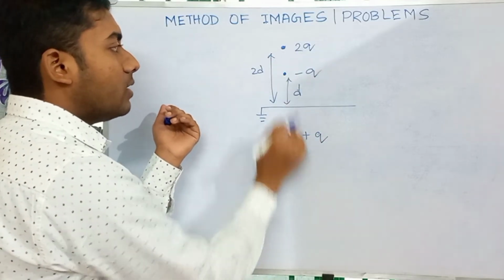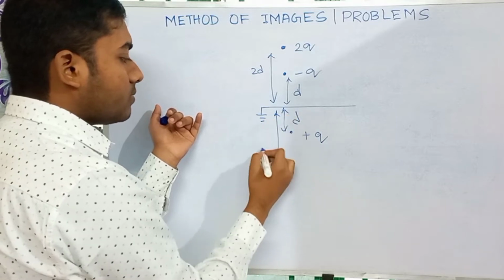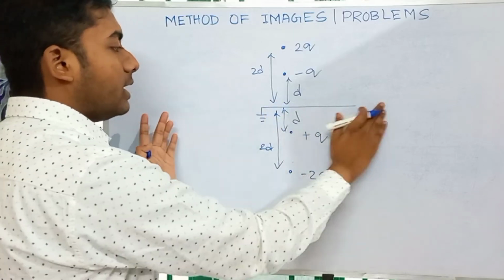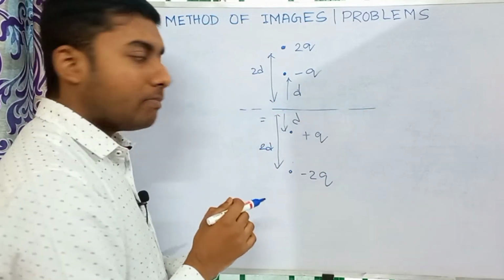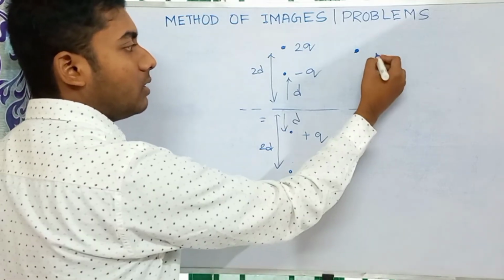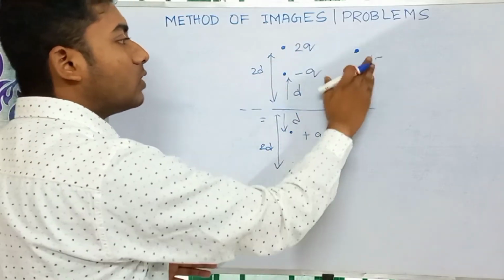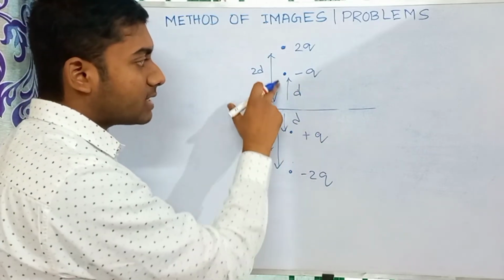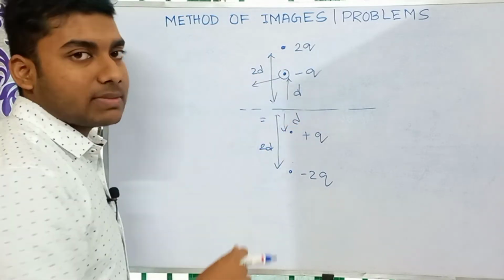That means here is q at distance d, and at distance 2d, minus 2q charge. Now forget this plane, this is just a mirror, and for point P, suppose this is point P, just find the electric field due to this configuration. That's all. Or more simply, if you are asked to find the electric field or the force experienced by the charge q, suppose you have to find the force on the charge minus q.